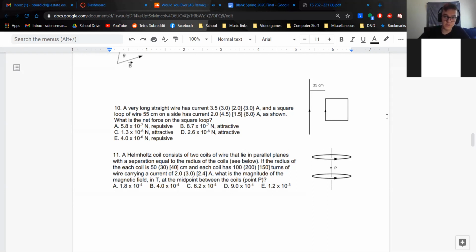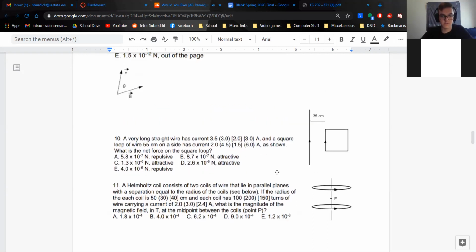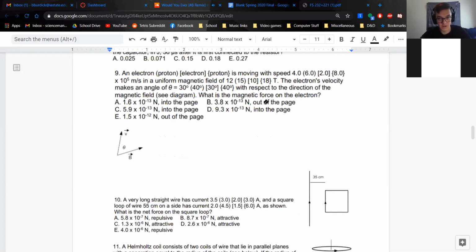Yeah, so the reason why the direction was into the page is because if we take our 4 fingers and point them in the direction of V, and then curl them towards B, then our thumb is pointing into the page. So we use the right-hand rule, we get that. And then the minus sign tells us it's really the opposite direction. So the correct answer is B here, out of the page. And the reason it's out of the page is because it's the opposite of into the page.